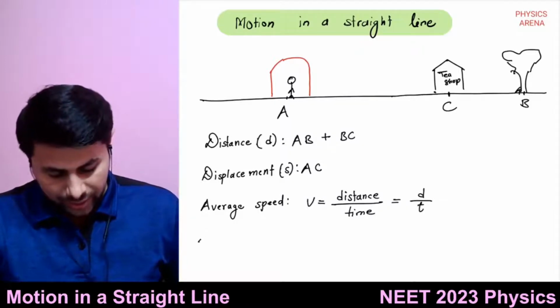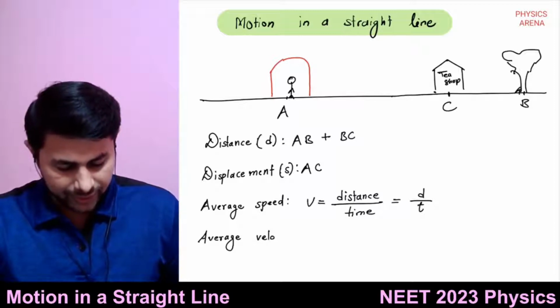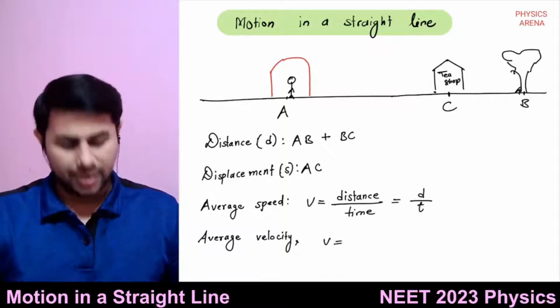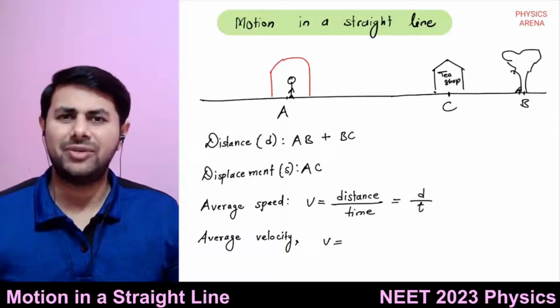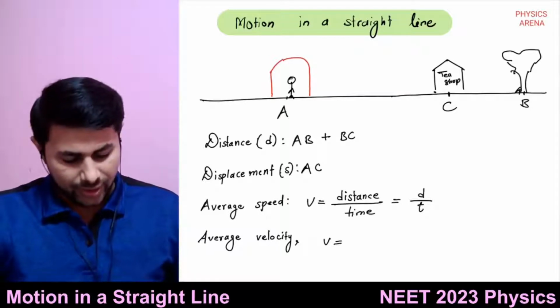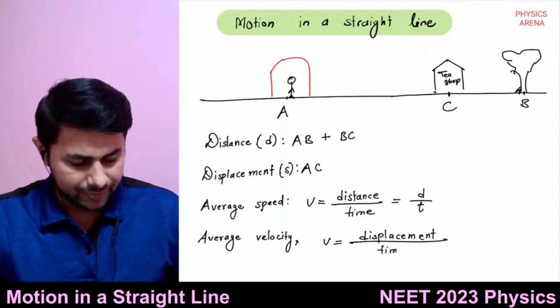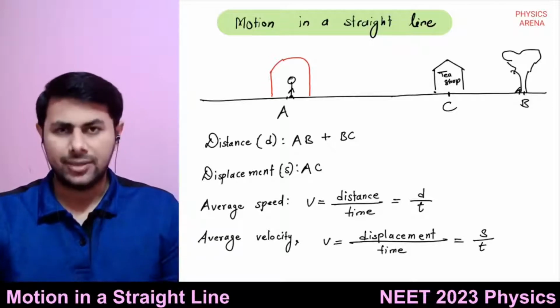I will also define the average velocity. That too I will denote by v, but it will be clear from the context which one is speed and which one is velocity. Velocity is defined as the displacement divided by time. So this is equal to s divided by t.